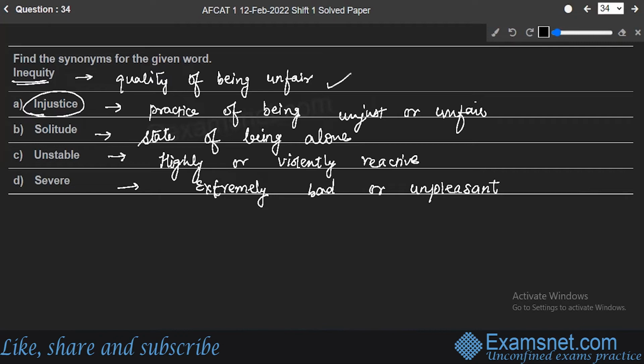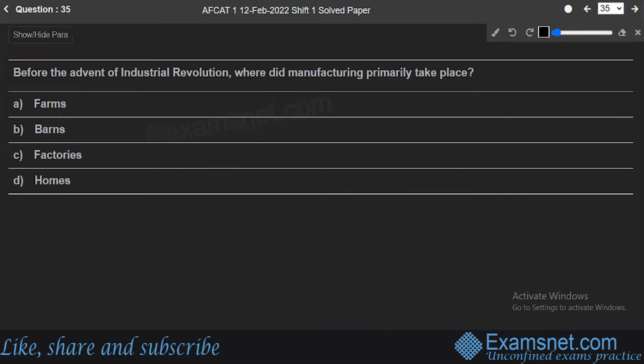So when you are being inequity means when you are being unfair. So practice of being unfair, these two exactly go with each other. Option A is the correct answer. So let's move. Next question, 35.